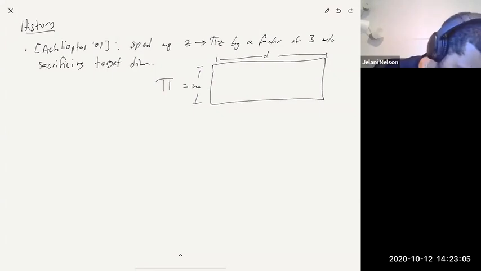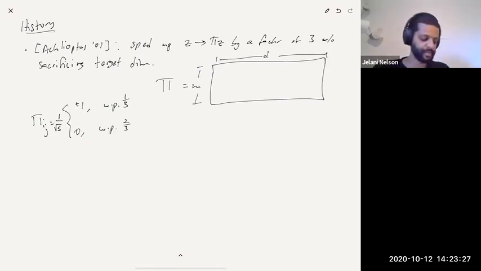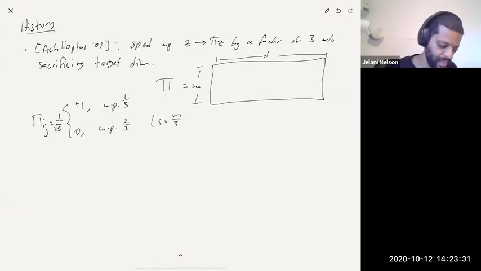So what he did was, pi ij was plus minus 1 with probability 1/3, 0 with probability 2/3. And you have to scale by something to make the calculations work out. I think for him, s was basically m over 3, something like that. Maybe.